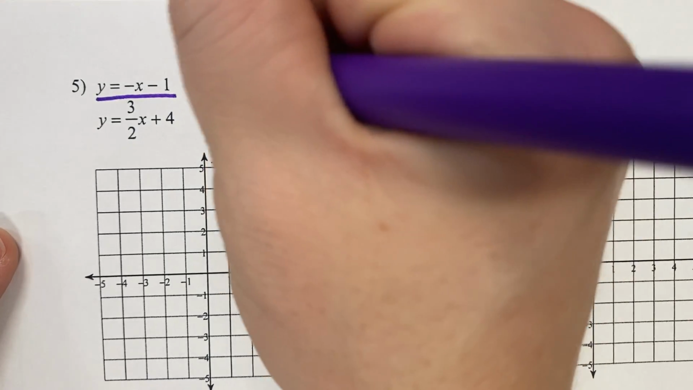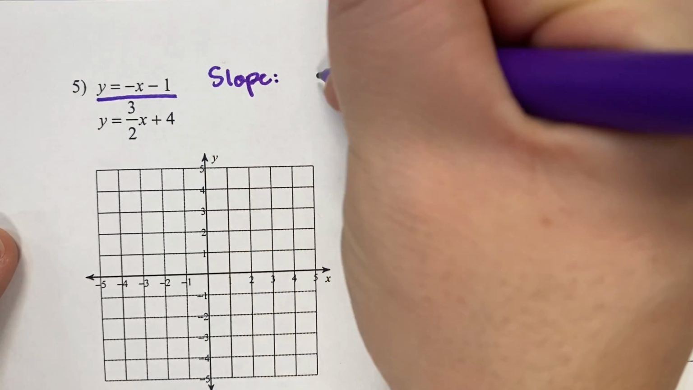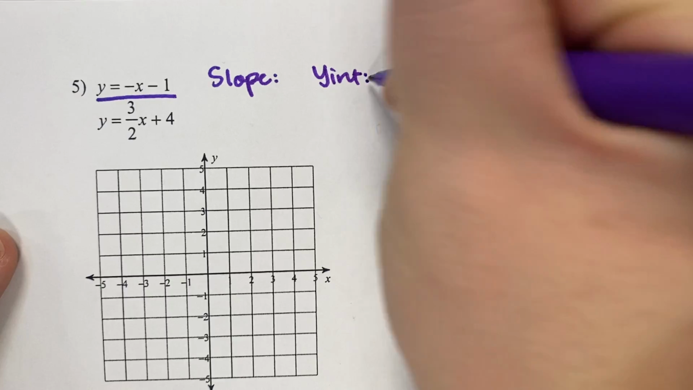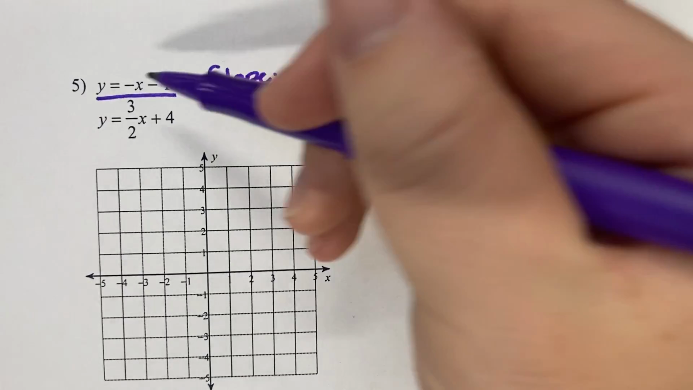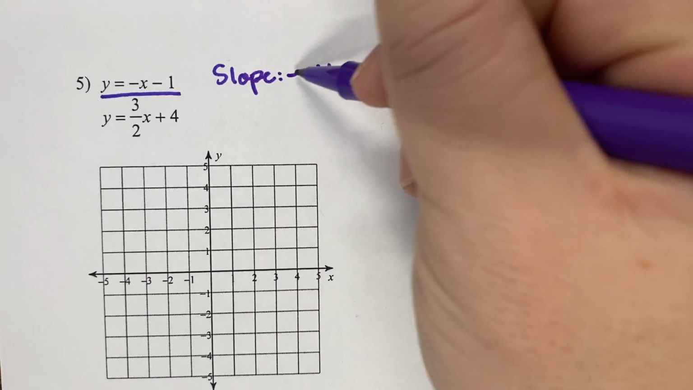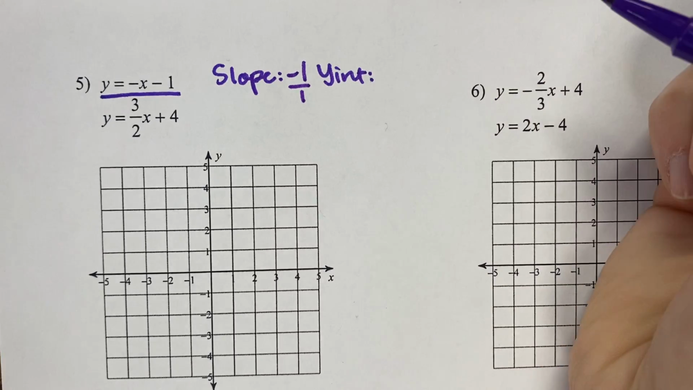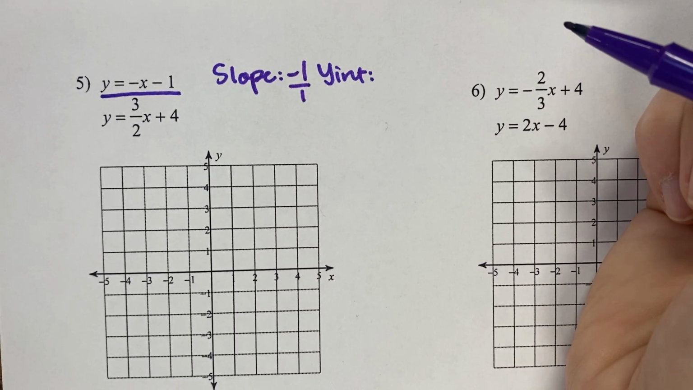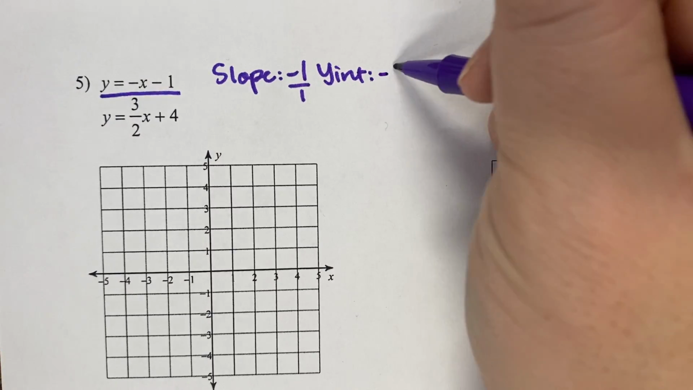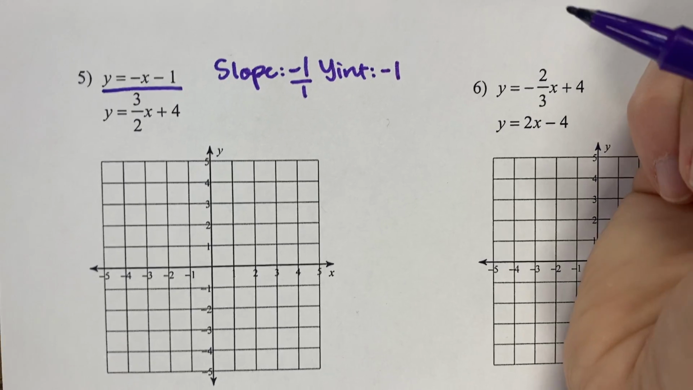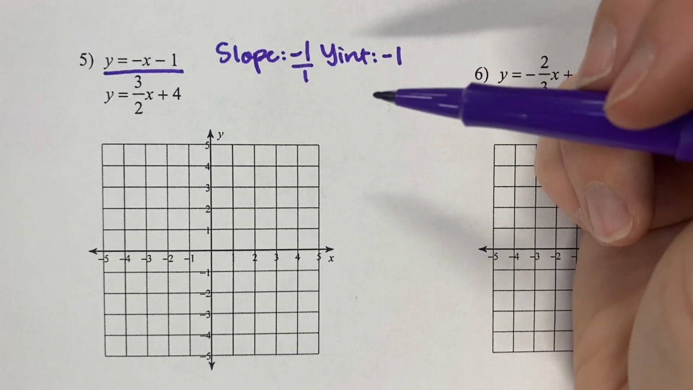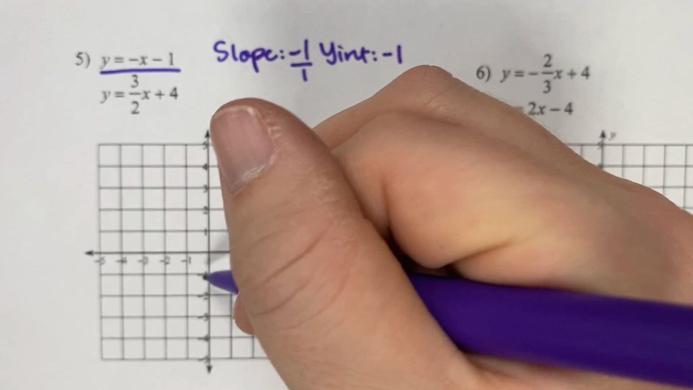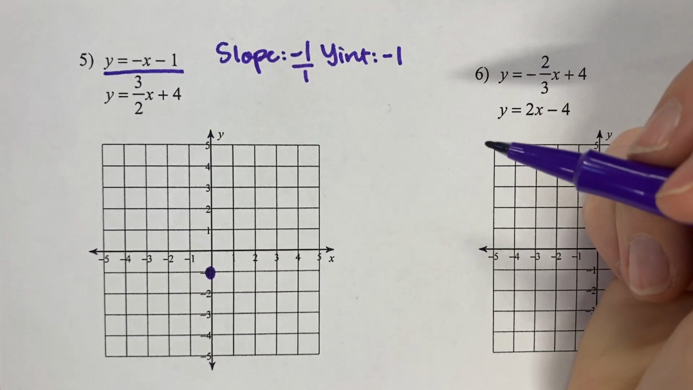So we have our slope and our y-intercept. Okay, so our slope again is that -1 right in front of our x, or -1 over 1 to help with rise over run. Y-intercept is also -1. Okay, so we can go ahead and graph this guy. So find -1 on your y-axis. It's going to be right there.